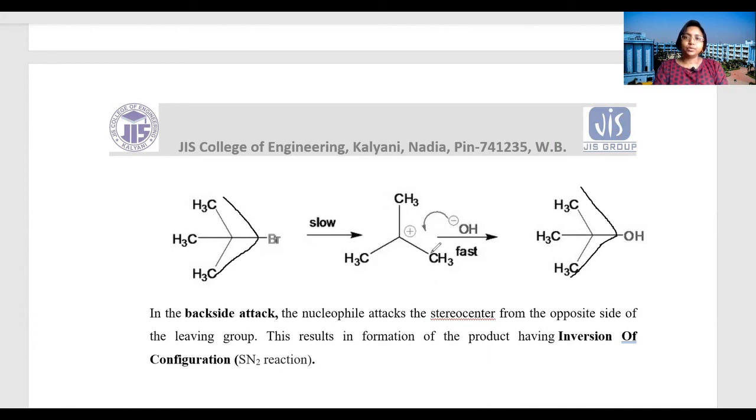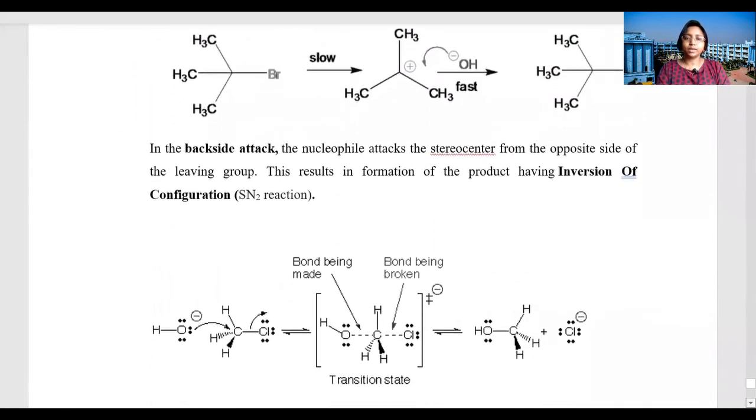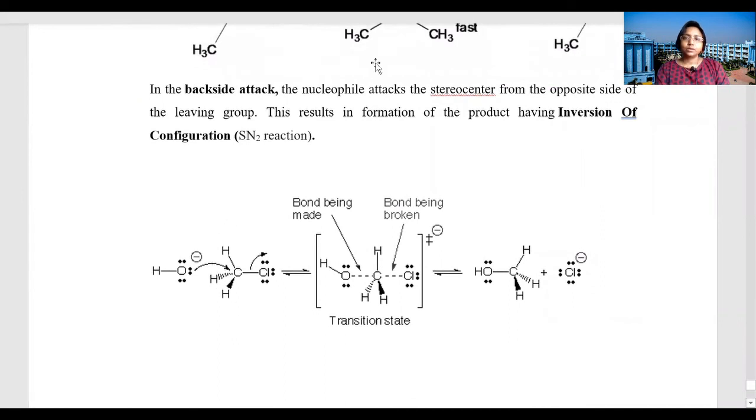But for the SN2 reaction, what happens? In the backside attack, the nucleophile attacks the stereo center from the opposite side of the leaving group. This results in formation of the product having inversion of configuration. So let's have a look again. Which one is the stereo center? That is our stereo center, the carbon in the middle, as before.